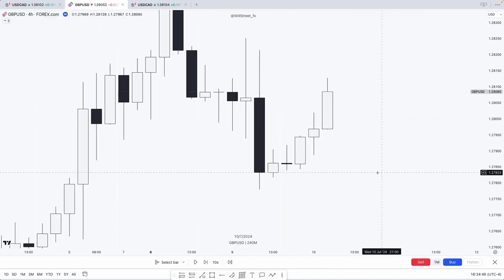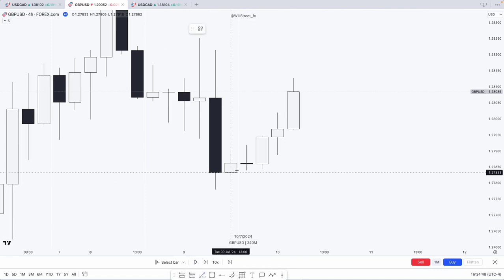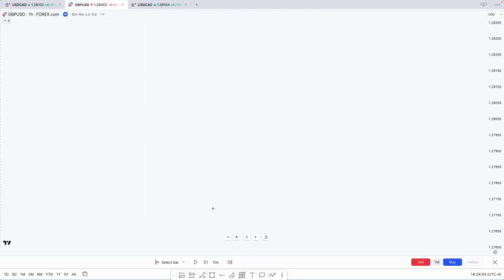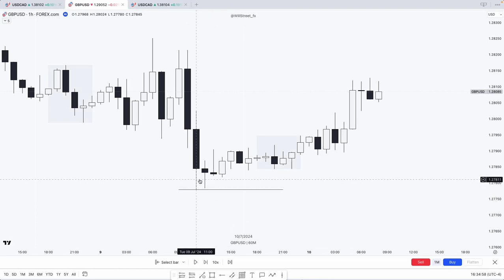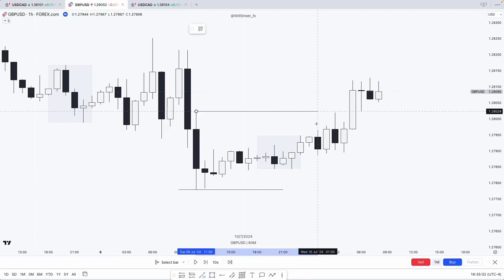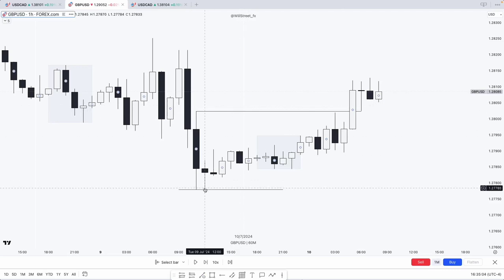So this is a clear range. I think we had SMT on EU. I don't remember. In case that we don't, it's just a failure swing. So to me, it looks like this. Look, it tried to make the high the lower low here, and it failed. See, first drawing liquidity and second drawing liquidity.